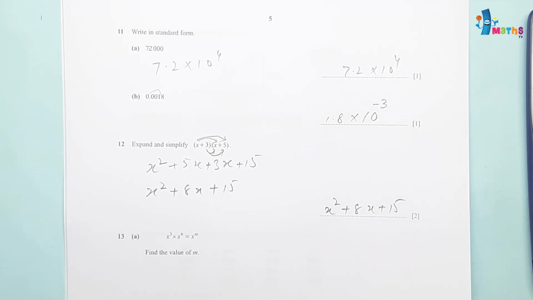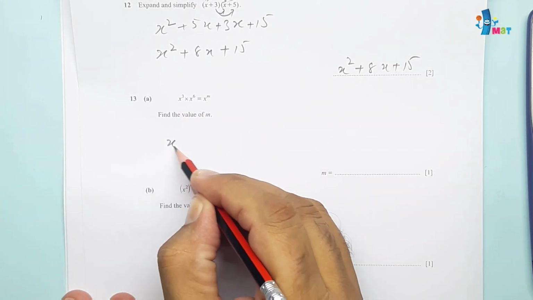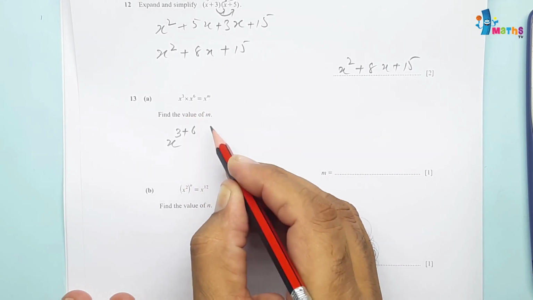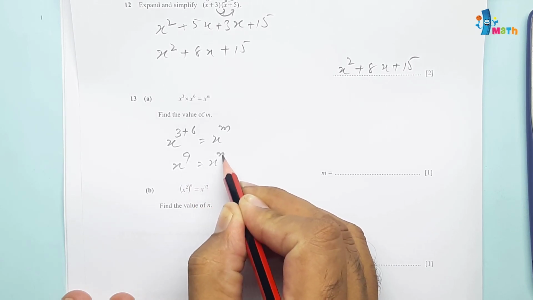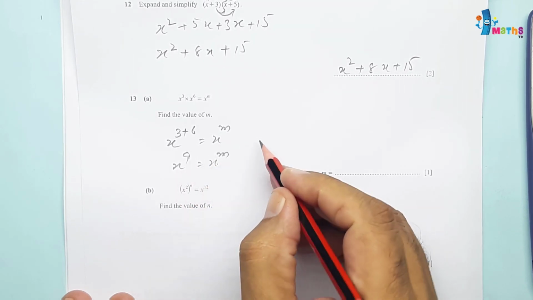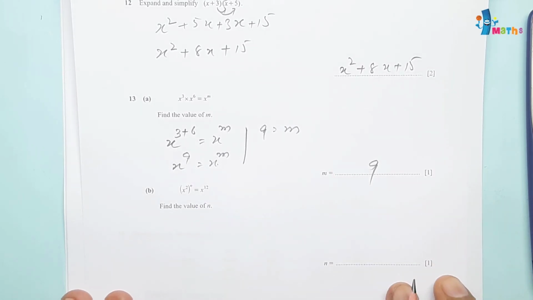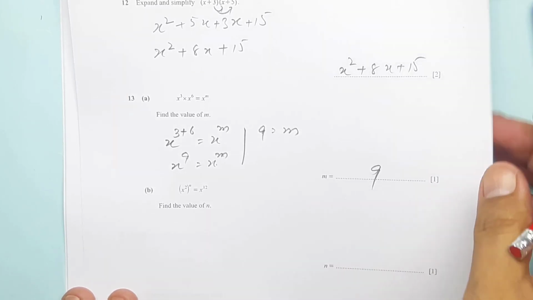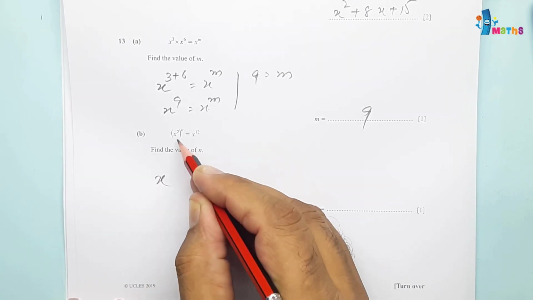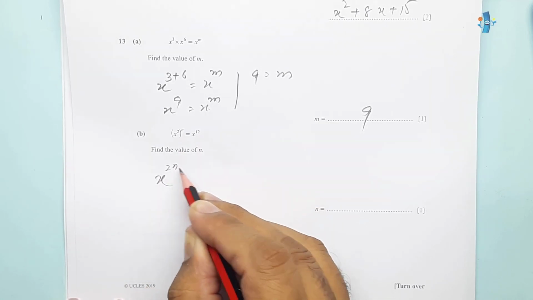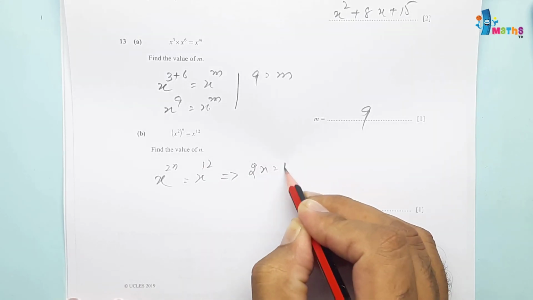Question number 13, part A, we have to find the value of m. So this will be multiplied, x into x, so powers will be added. 3 plus 6 is equal to x raised to m. So x raised to 9 is equal to x raised to m. Bases are the same, so we can write m is equal to 9. So this will be the answer. Then part B, x squared whole raised to n is equal to this. So we can open this bracket. This will be 2 multiplied by n is equal to x raised to 12. This implies 2n is equal to 12.